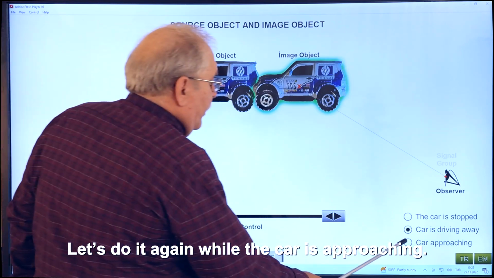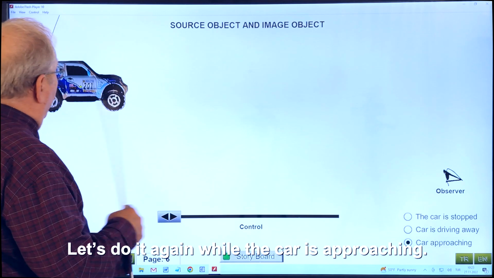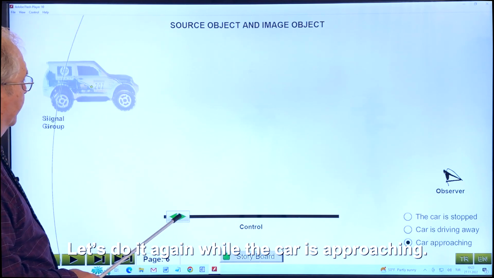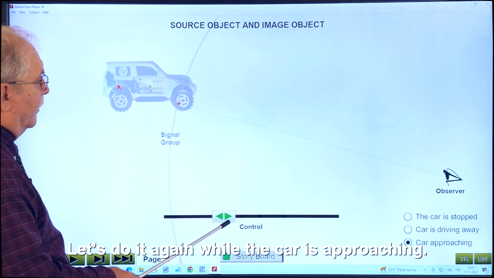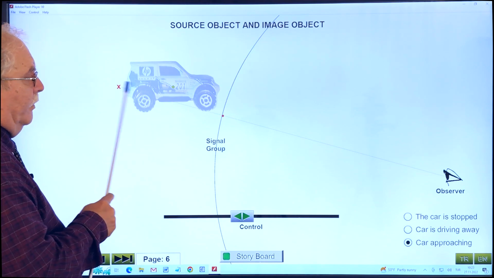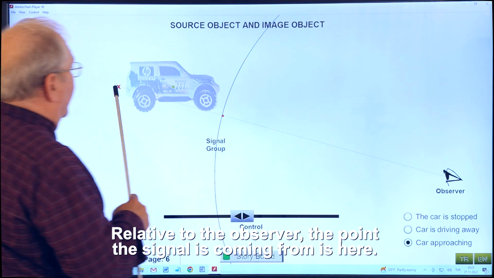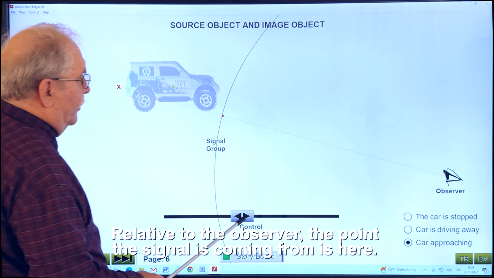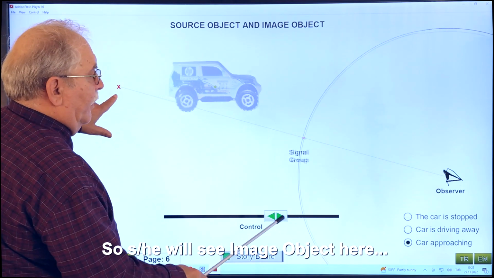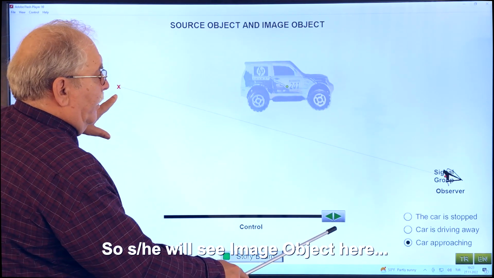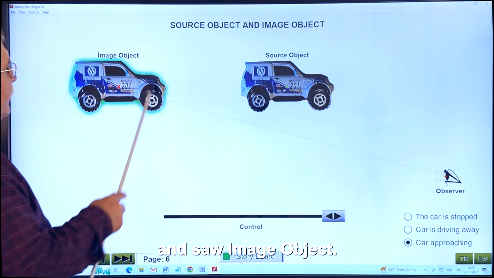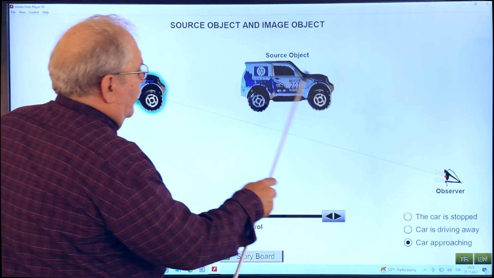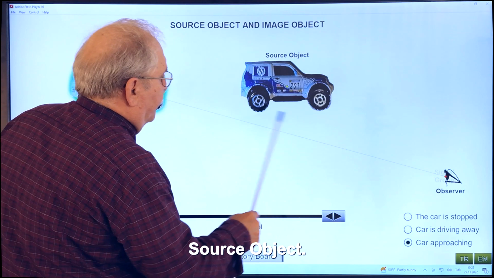Let's do it again while the car is approaching. Relative to the observer, the point the signal is coming from is here. So she or he will see image object here and saw image object. Source object.